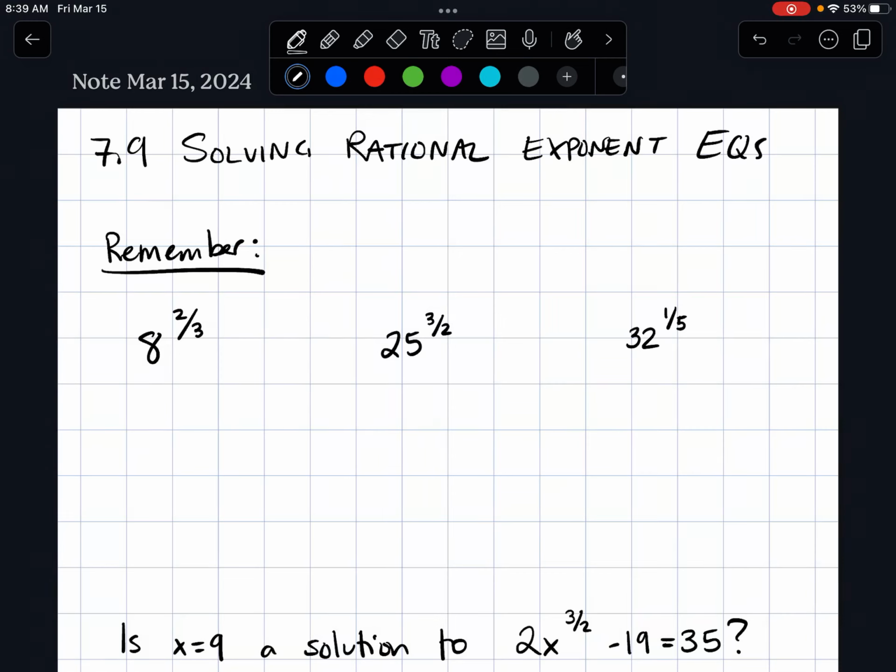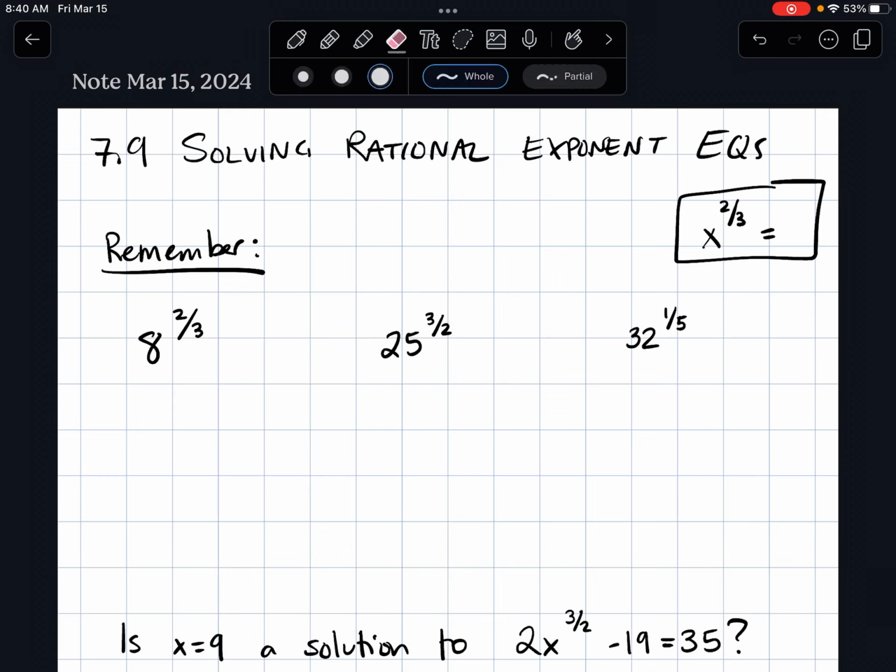In section 7.9, we are solving rational exponent equations. So these are equations, so they have equal signs, and they also contain rational exponents. Remember, rational exponents would be something like x to the 2/3 power, and then we have an equal sign somewhere in there. So these would be types of rational exponent equations.